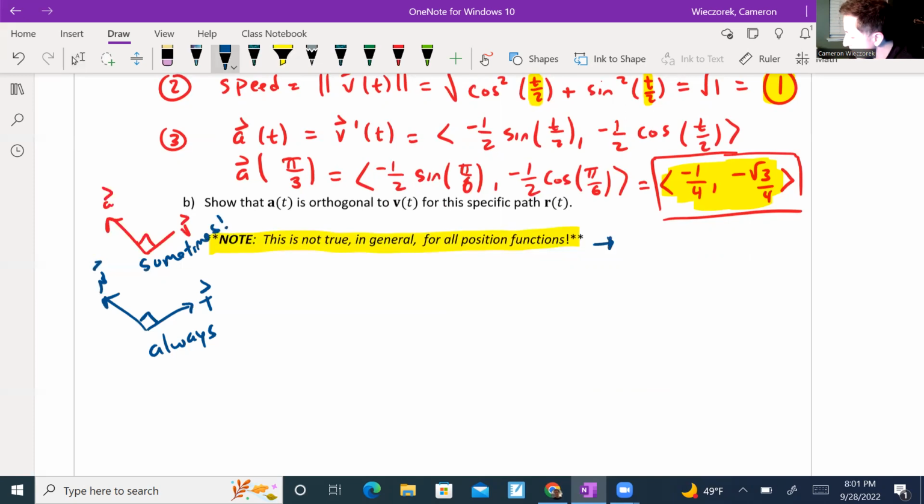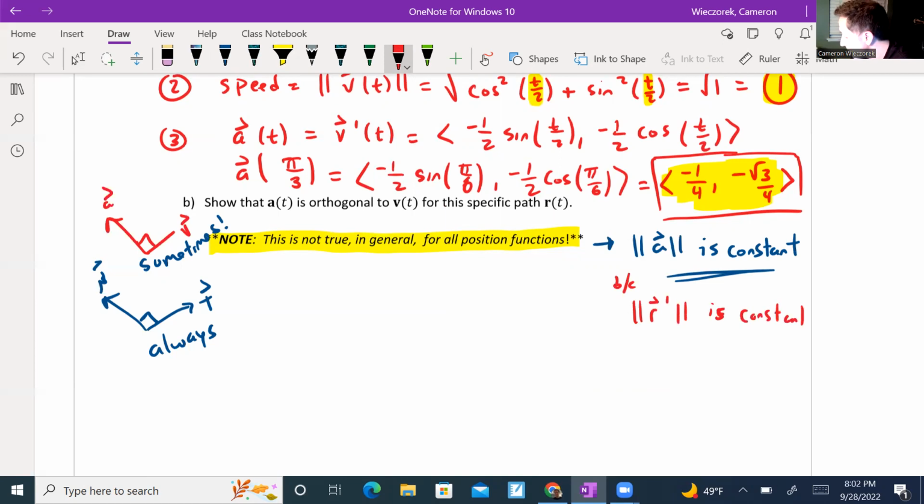Here's the key. If the magnitude of the acceleration is constant, then you are going to have the acceleration vector be orthogonal to the velocity vector. And that goes back to a theorem that we learned, I think way back in 13.2. We had a theorem that said that if the magnitude of r is constant, then r is always going to be orthogonal to r prime.